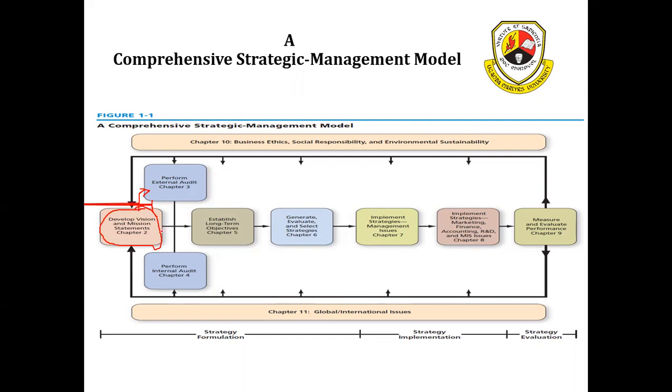These vision and mission statements then drive us to evaluate our external environment, our opportunities and threats. Then we look at our internal environment, our strengths and weaknesses, vis-a-vis achieving our vision and mission statements. Based on these evaluations, we then define long-term objectives. What do we want to achieve in order to attain this vision and mission?